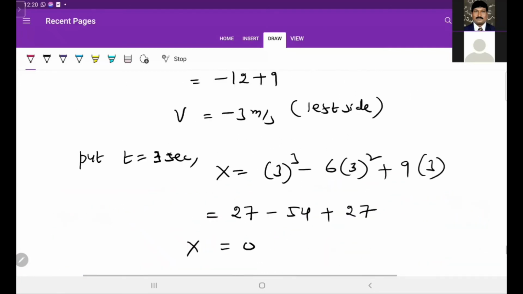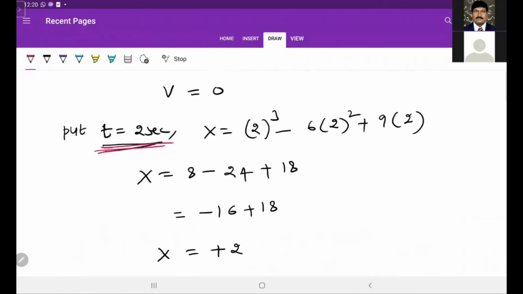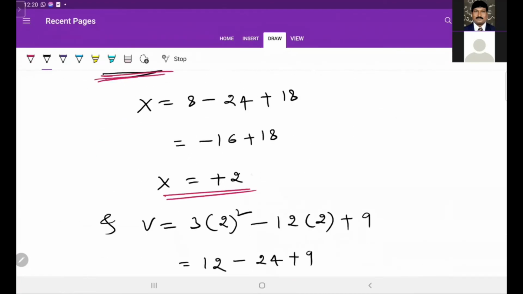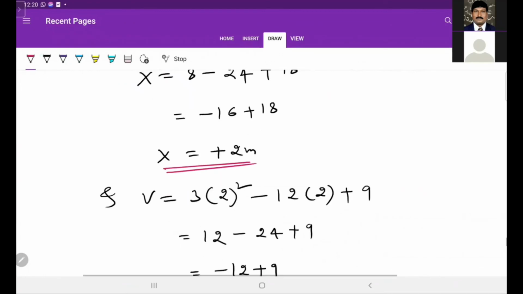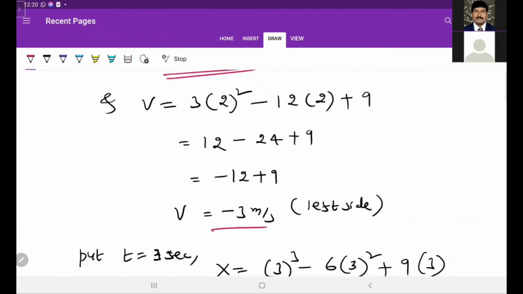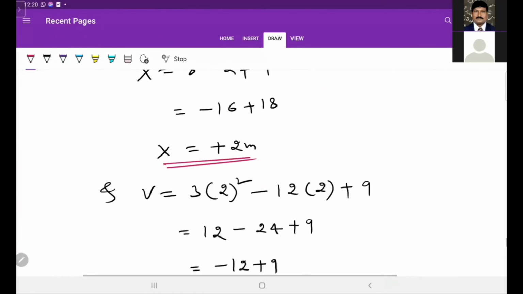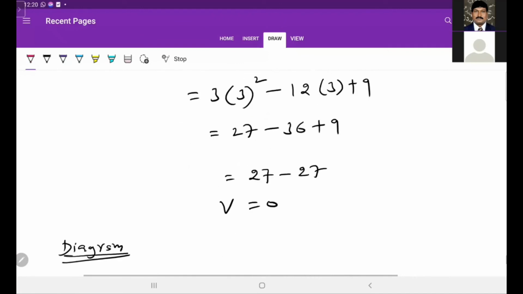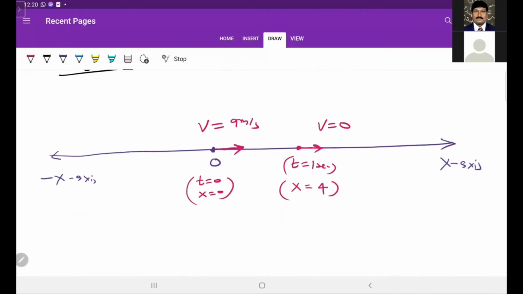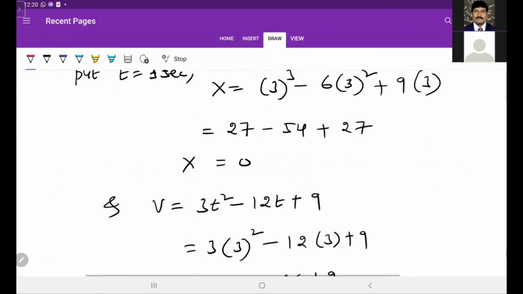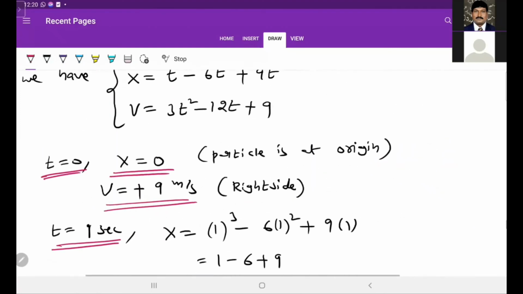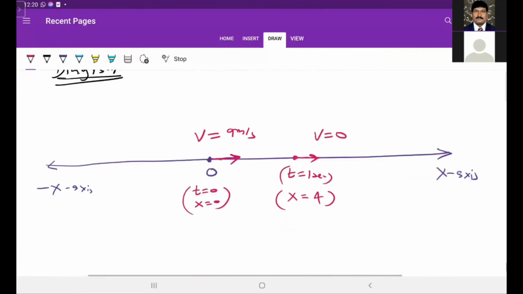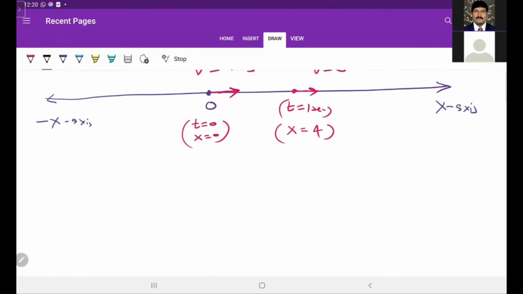Next, if I substitute time 2 seconds, the position I got is plus 2 meters and the velocity I got is minus 3. Minus 3 means it is moving left side. So at x is equal to 2, sorry, this is x is equal to 1. No, x is equal to 4. This was 4 at time t = 1. Okay, let me draw the box here. So put all values in a box, then it will be very easy.